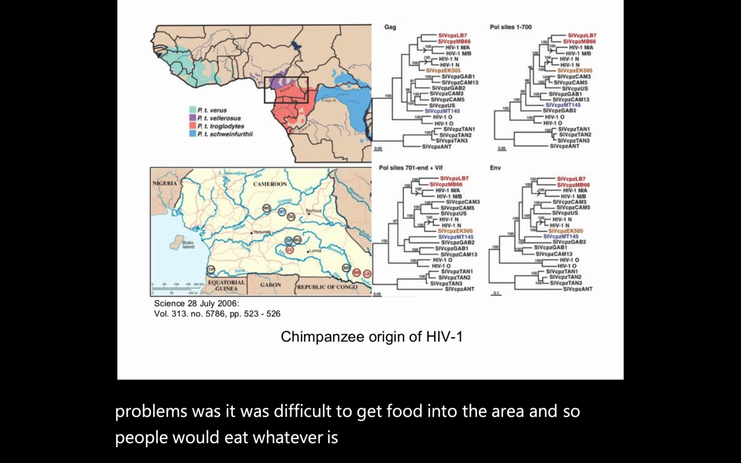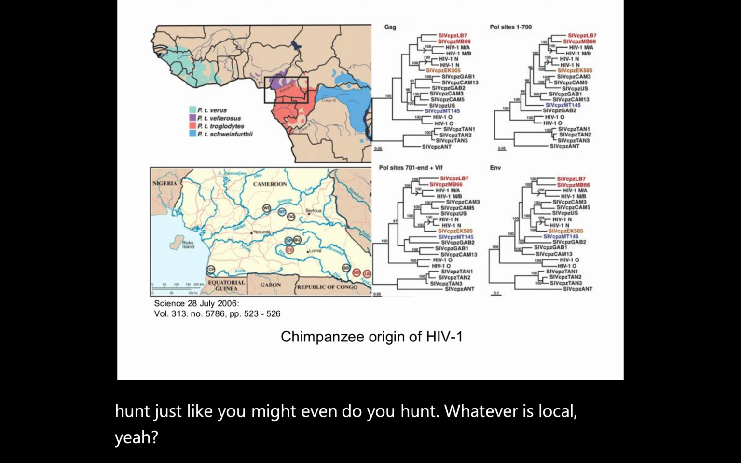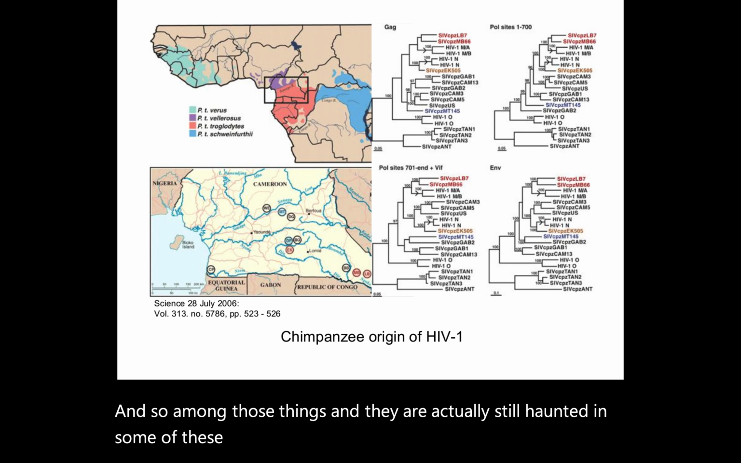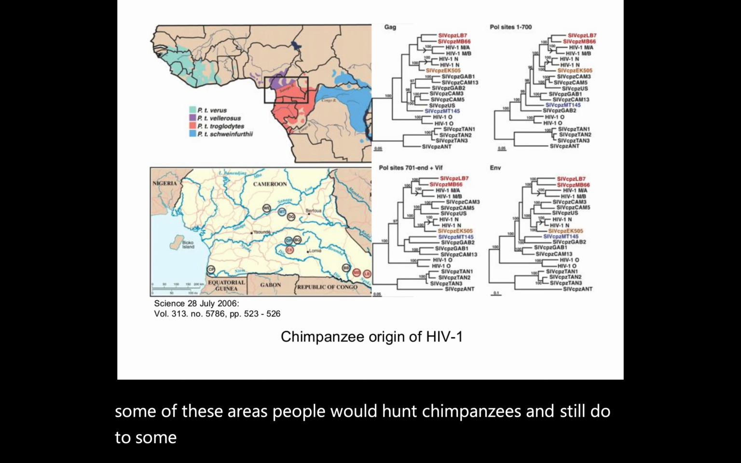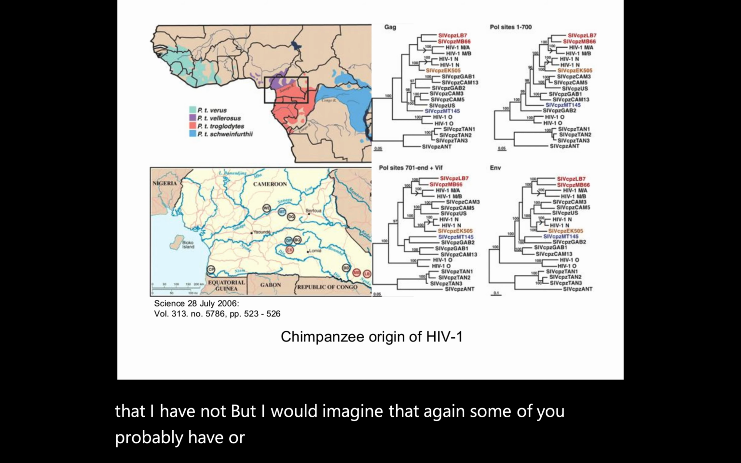They would go out and hunt, just like you might even do. You hunt whatever is local, yeah. And so among those things, and they are actually still hunted in some of these areas, people would hunt chimpanzees, and still do to some extent. And if you have been hunting, and bear in mind that I have not, but I would imagine, again, some of you probably have, or you know somebody who has, right?